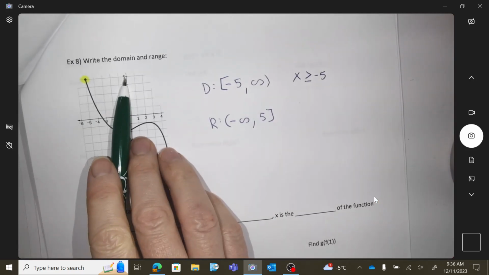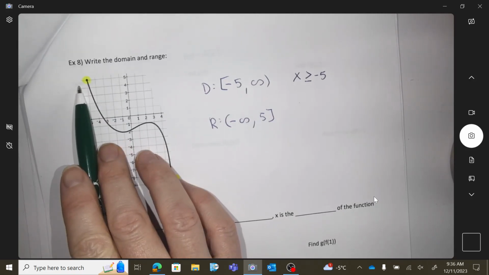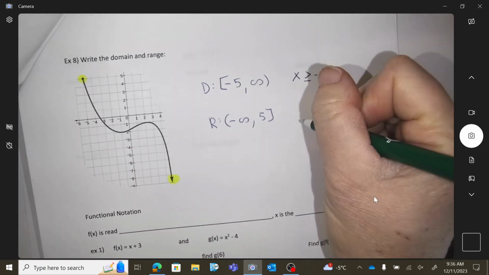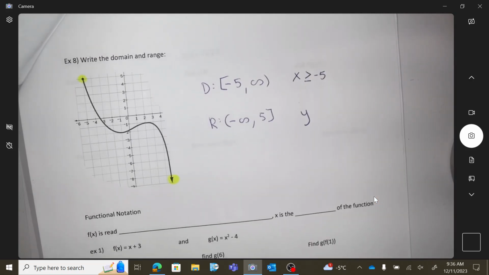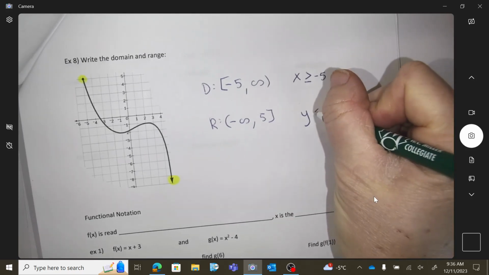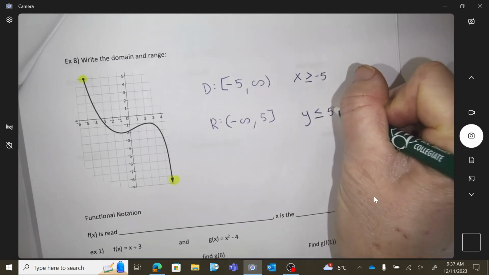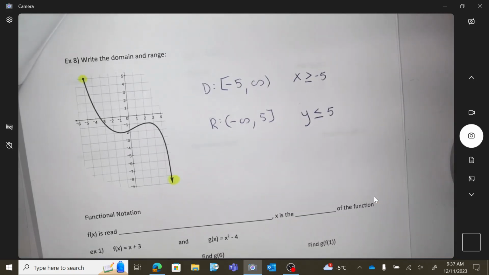So did you write that it would reach a height of 5 at the top? So how do you write that as an inequality? Y is what? Less than or equal to. You got to write that the other way because it's below that, right?